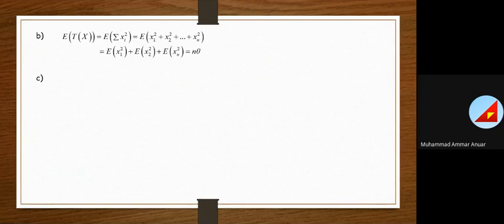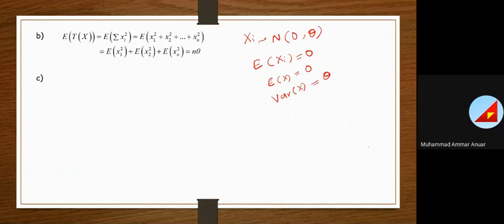Okay, expected value of summation Xi square. So you have E[X1 square plus X2 square plus Xn square]. Since our Xi is 0 and theta, we have the expected value of Xi equals 0, because your mean is 0. Your variance for X is theta.